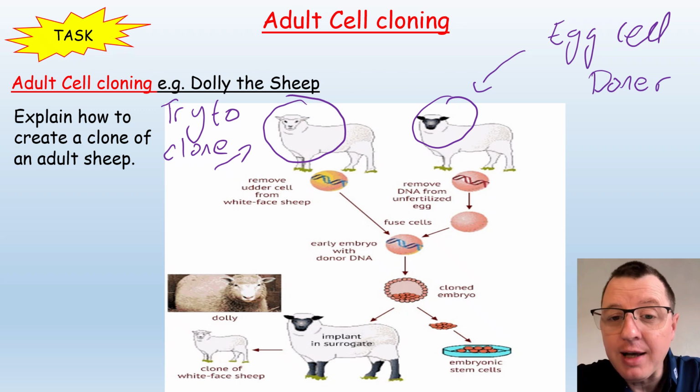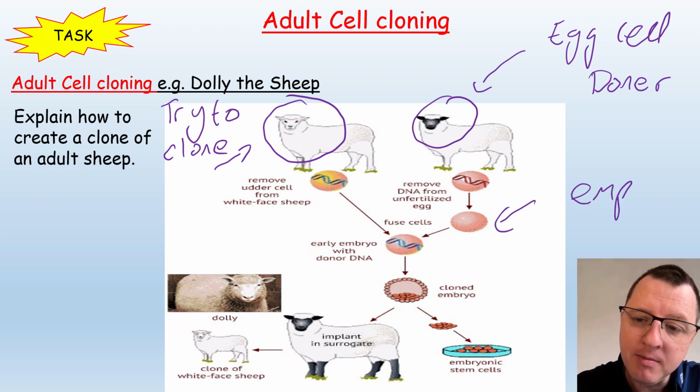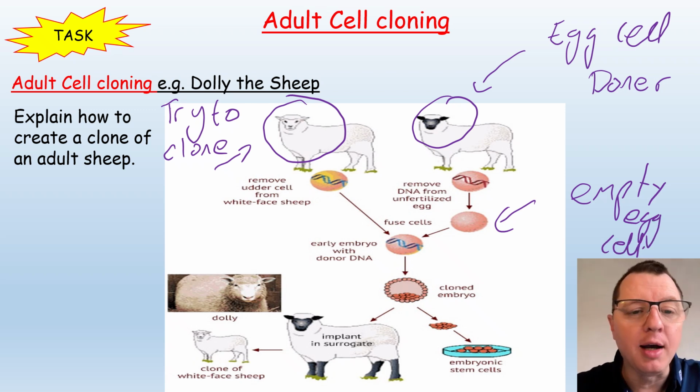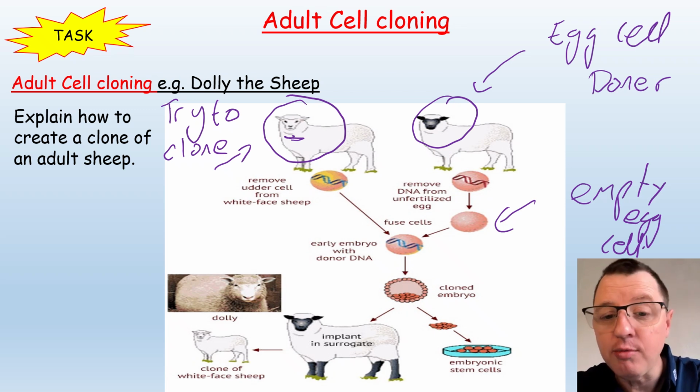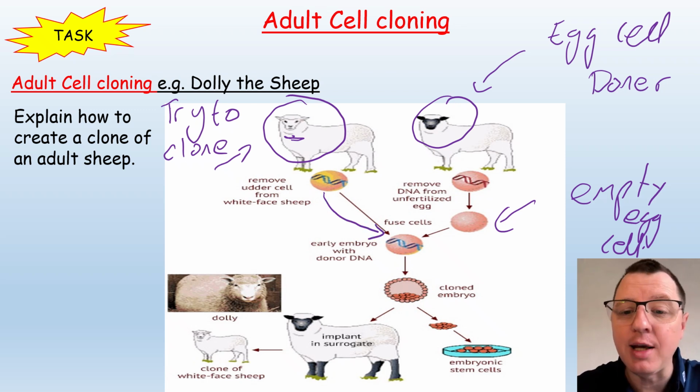So we remove the egg cell from the donor sheep, and most importantly, we remove the nucleus. Take the nucleus away, so we end up with an empty egg cell. At exactly the same time, the sheep that we're trying to clone, the sheep with the white face, we remove a skin cell from around the udder, and we take the nucleus from that skin cell and we place the nucleus into the empty egg cell.